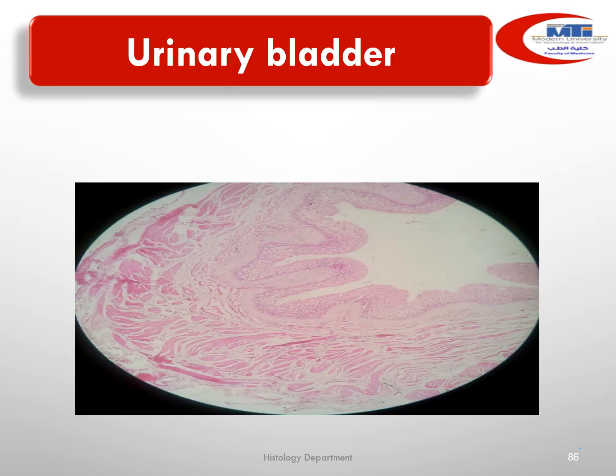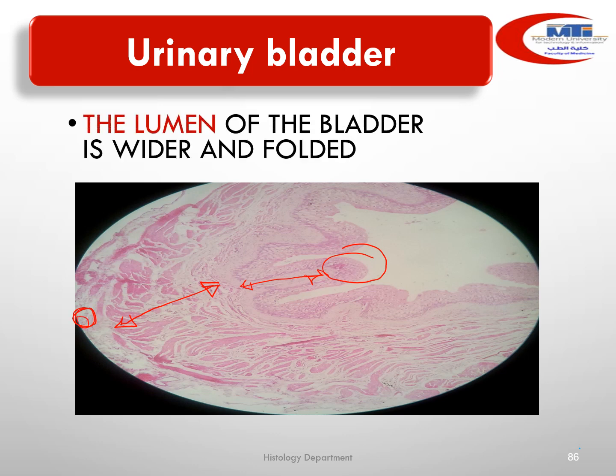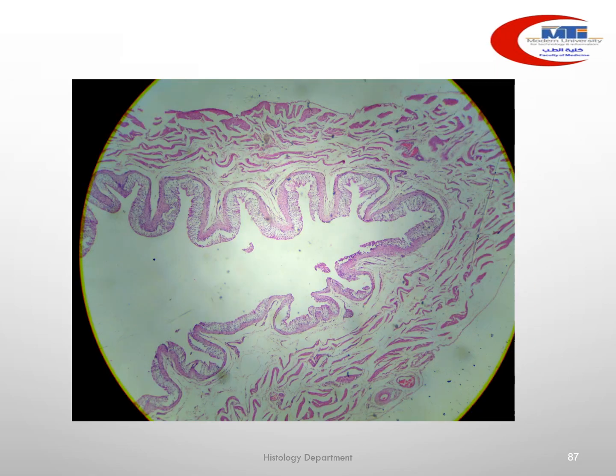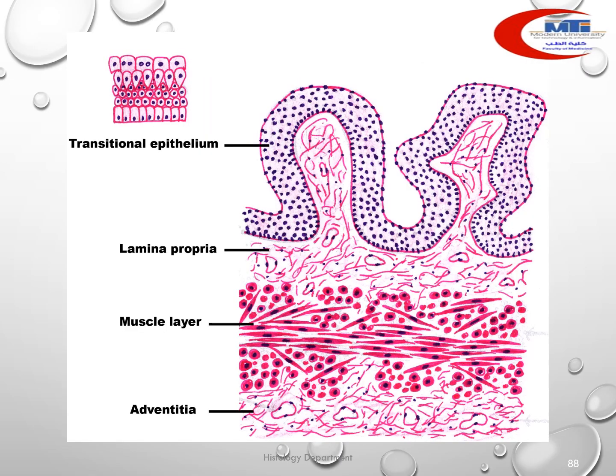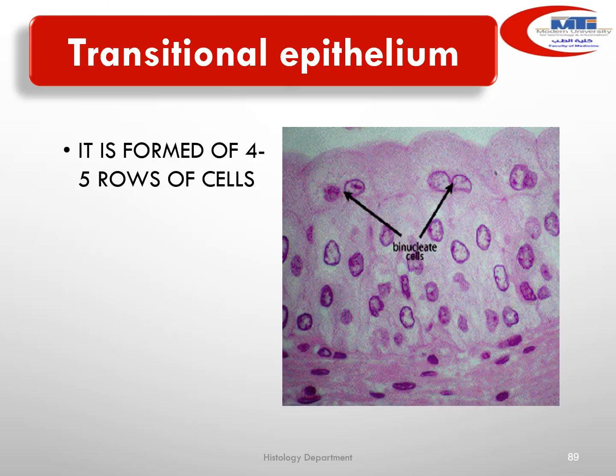For the urinary bladder, the transitional epithelium is a little bit thicker. This is the lamina propria, and this is the muscle layer. The muscle layer is much thicker than in the ureter. And then you have the adventitia, the last part. The lumen of the urinary bladder is wider and folded. Again, this is the transitional epithelium, lamina propria, smooth muscle fibers. And then this is the transitional epithelium again.